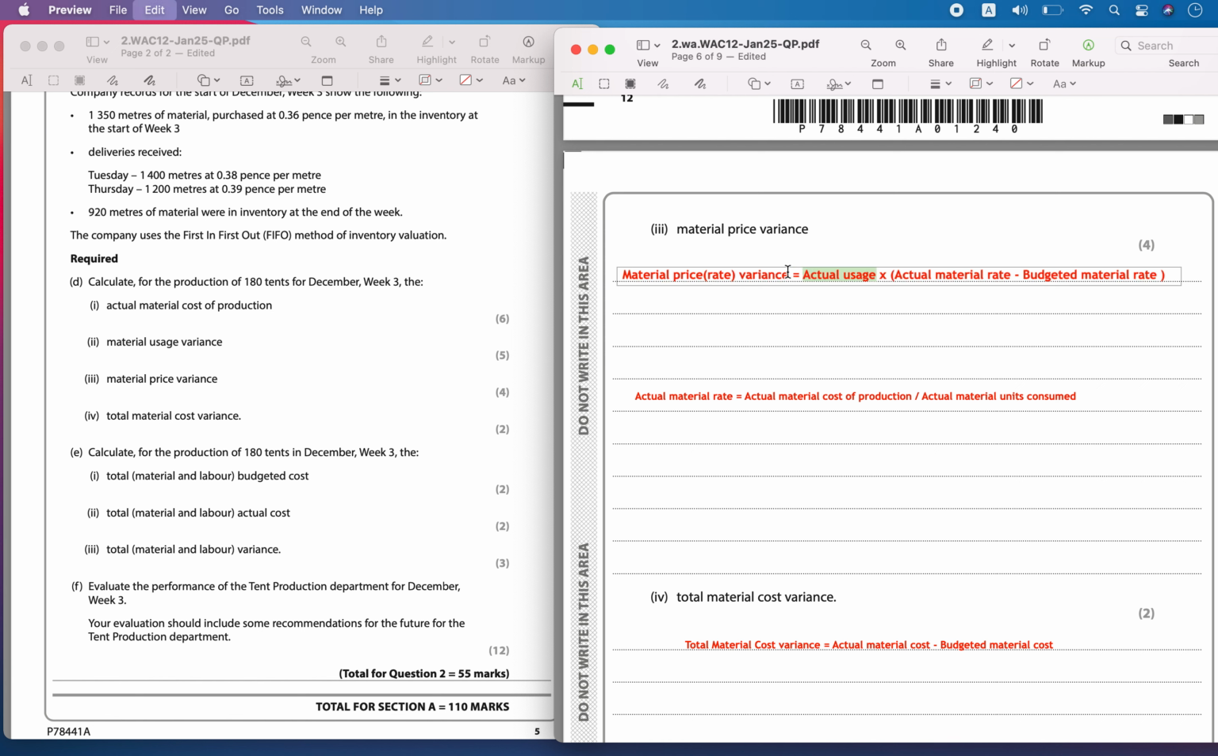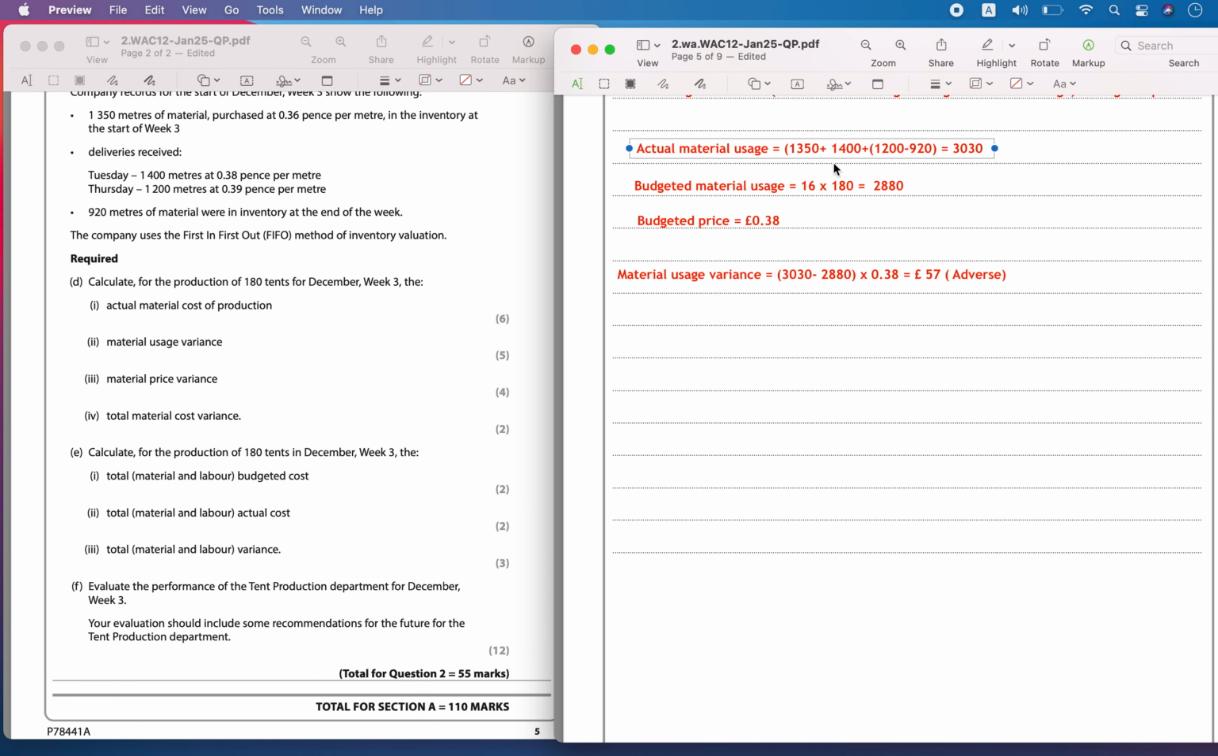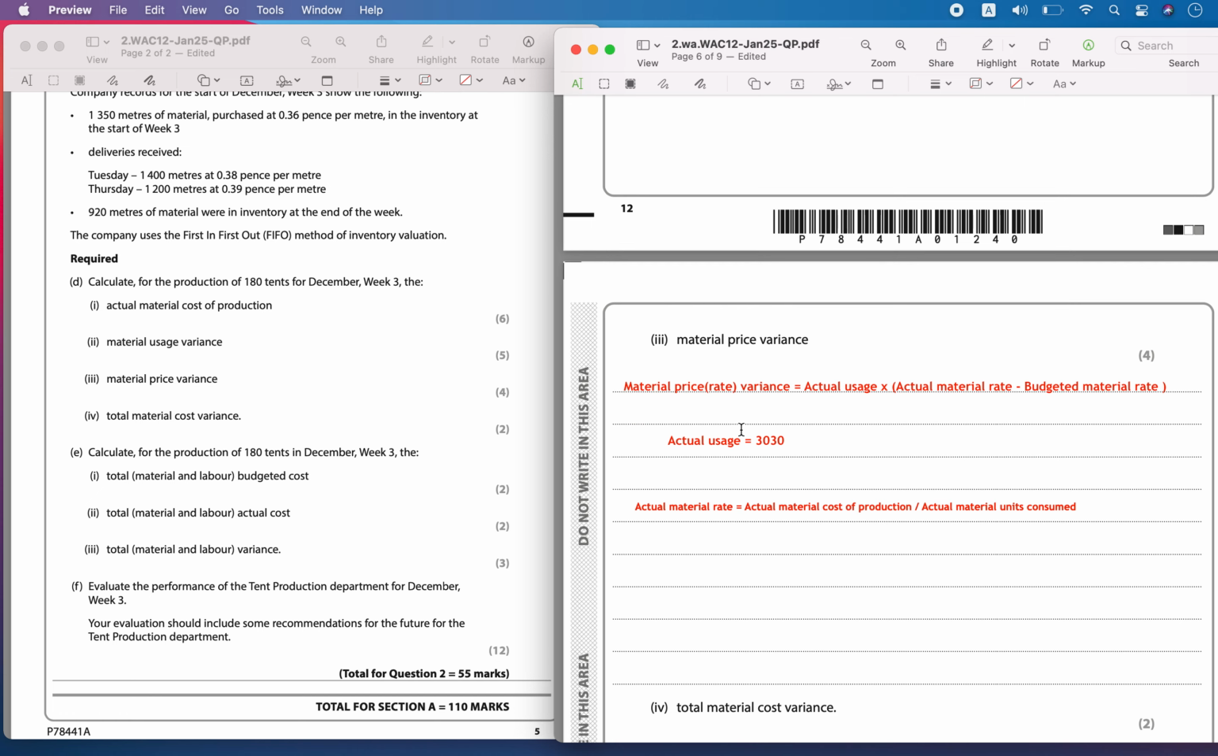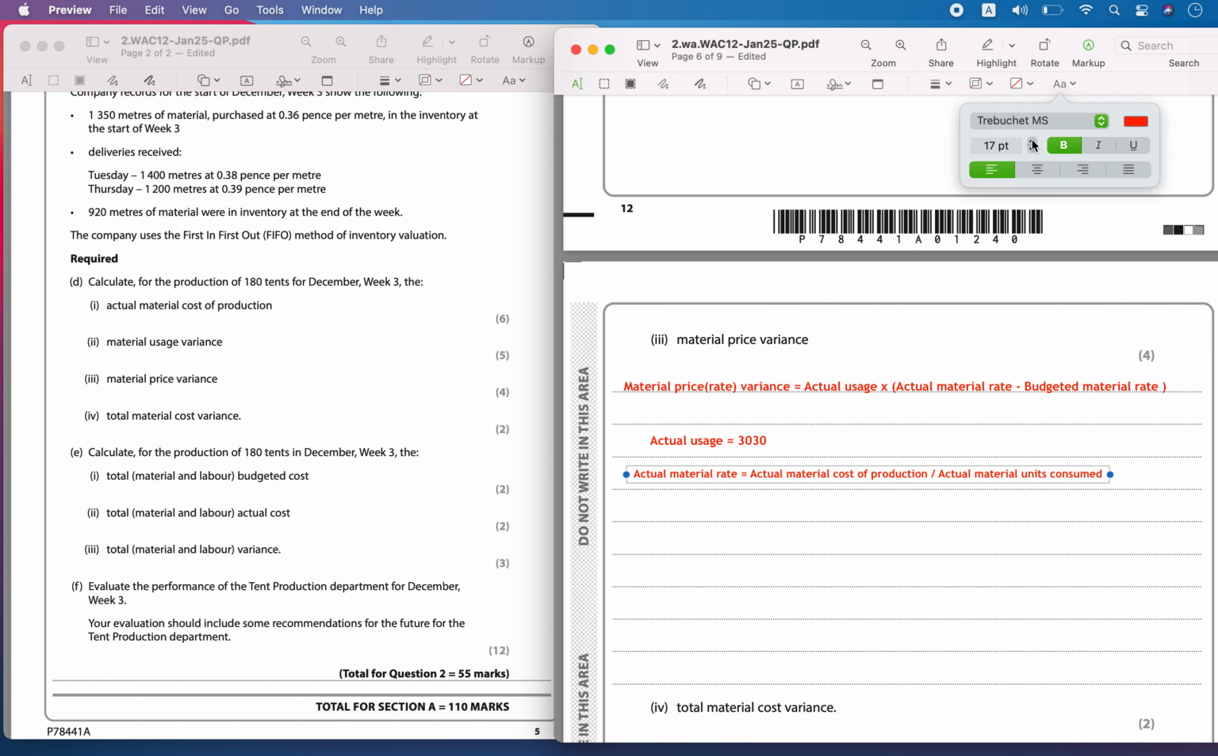First, what is the actual usage? Let's calculate the actual usage, which we had done previously. The actual usage quantity was equal to 3030, which we had calculated from the previous problem. And then let's calculate the actual material rate. The actual material rate will be the cost divided by the actual usage, the material consumed.